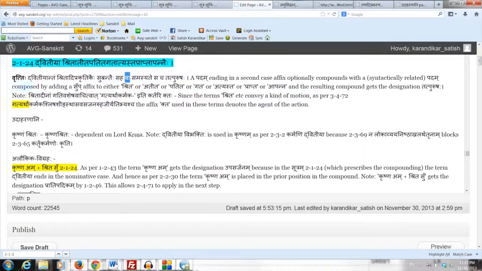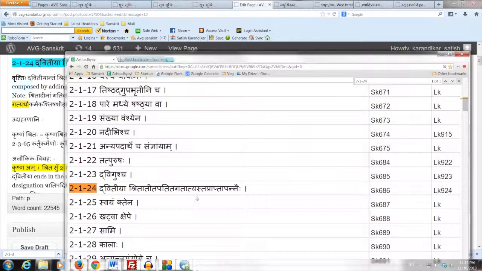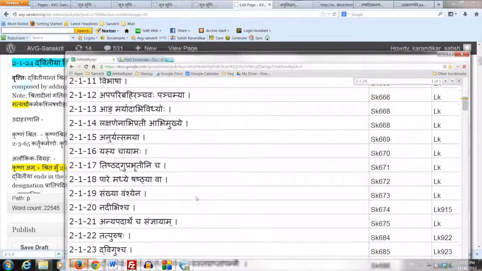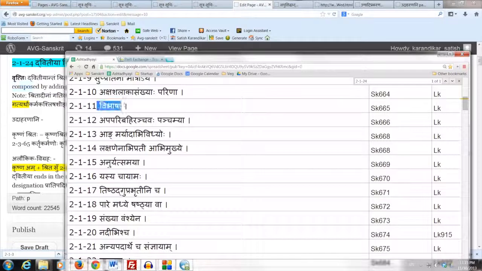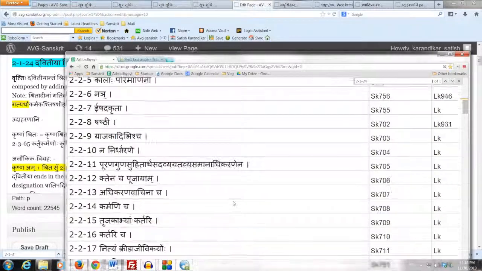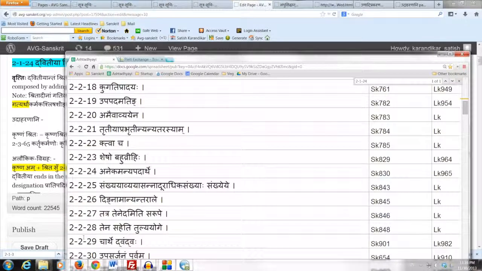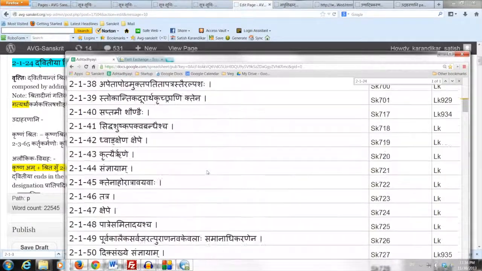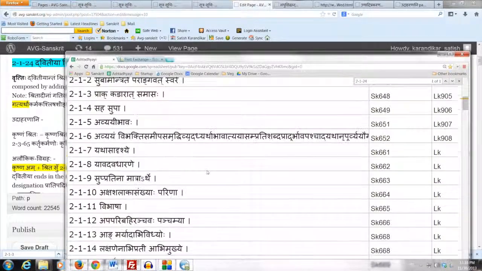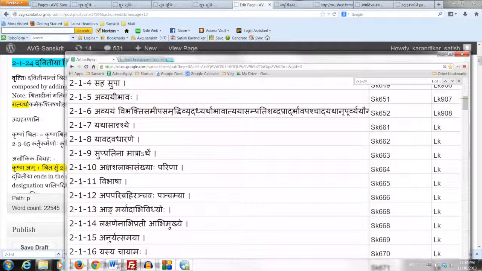Why does the vritti say va samasyate? Where do we get the optionality from? Recall that we have studied the sutram 2.1.11 vibhasha. That is the adhikara sutram, a governing rule which exerts its influence all the way down to the sutram 2.2.29. So all the compounds prescribed by the rules in this section from 2.1.11 to 2.2.29 are optional unless of course stated otherwise.